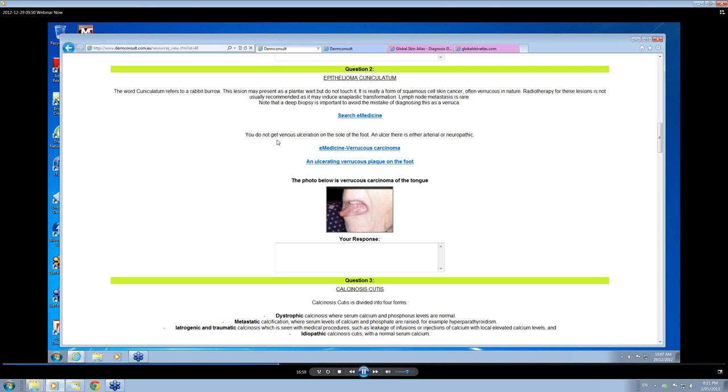Have a look at that one elsewhere. You do not get venous ulceration on the sole of the foot. This is true. If you've got an ulcer on the sole of the foot, it's either arterial or it's neuropathic. So venous ulceration should be around the medial malleolus.